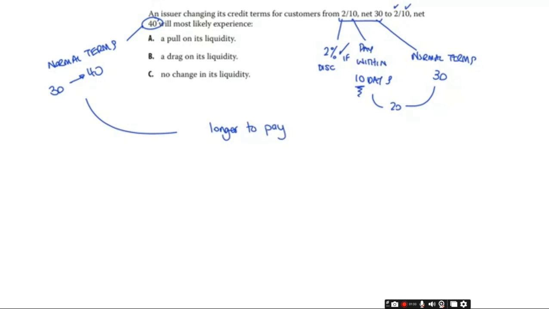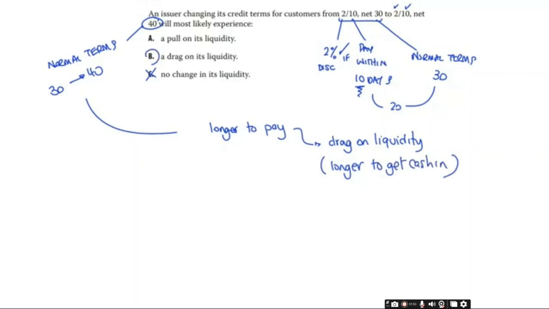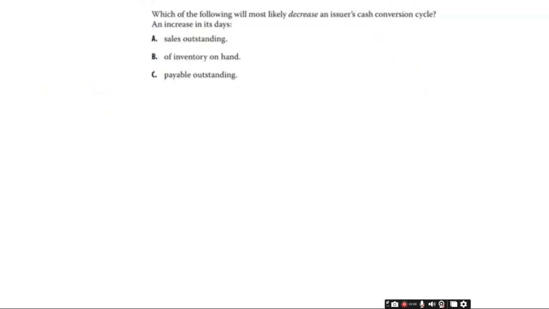What's it going to experience? No change in its liquidity is wrong, because if they're taking longer to pay, that is a drag on our liquidity. Drags on liquidity, anything that means it takes longer to get cash in. So it's got to be B. A pull on liquidity is wrong, because a pull would pull cash out of the business quicker. So it's not A.